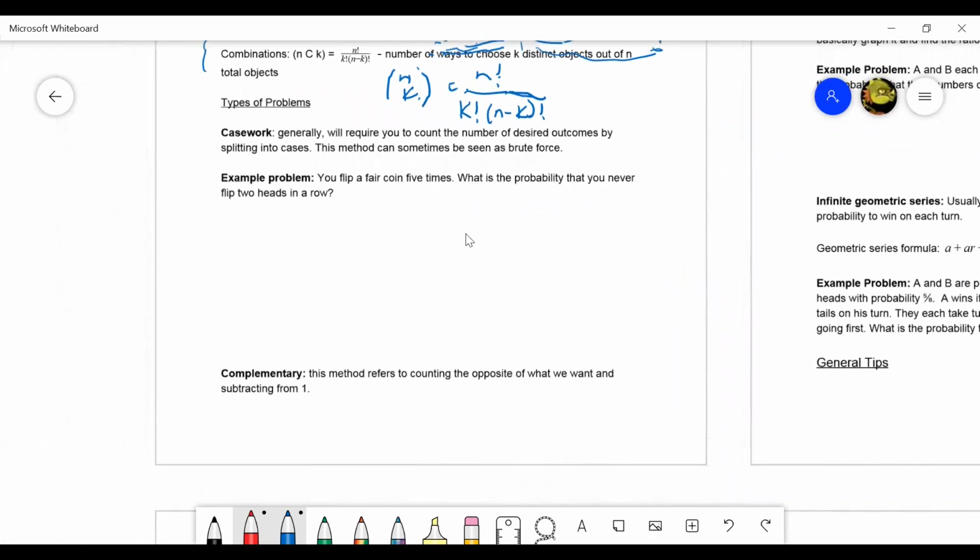An example problem: you flip a fair coin 5 times, what is the probability that you never flip 2 heads in a row?